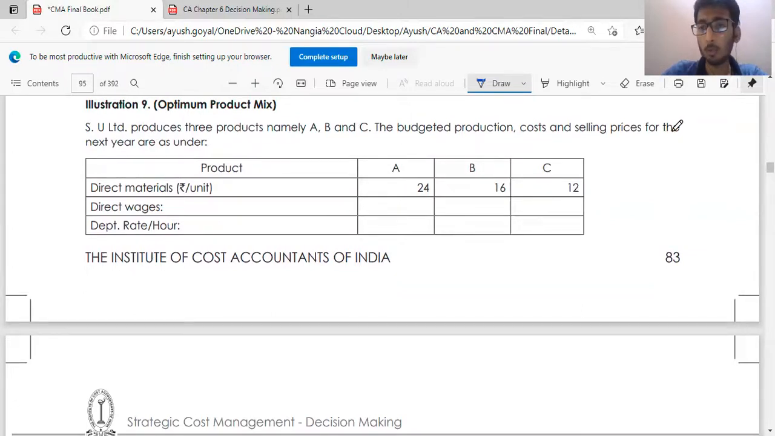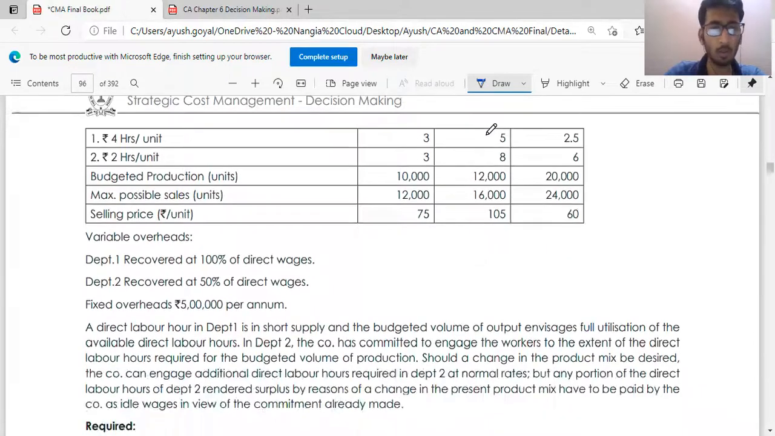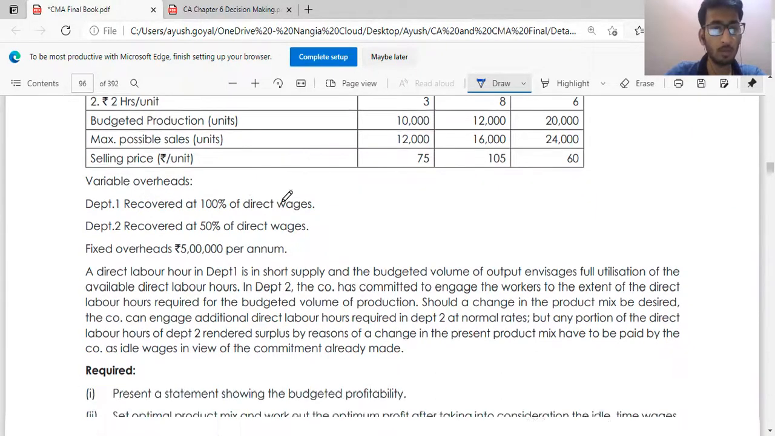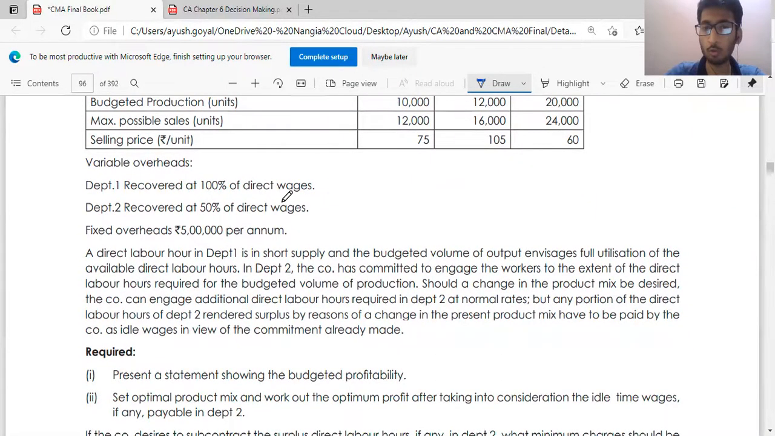So, you limited produce 3 products ABC, budget production cost and selling price are given to us. Department's variable cost is given. Direct material is in short supply. And the better volume of output is asked, with full utilization of the available direct labor hours. In Department 2, the company is committed to engage the workers to the extent of direct labor required for the budgeted volume of production. Should a change in the product mix be desired?